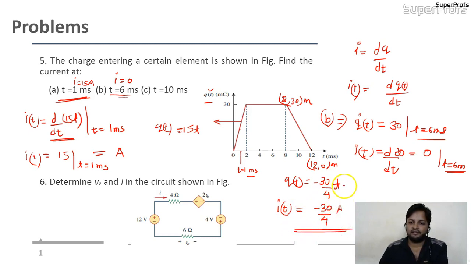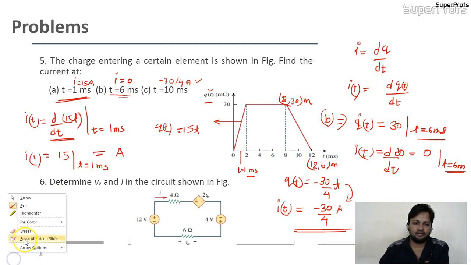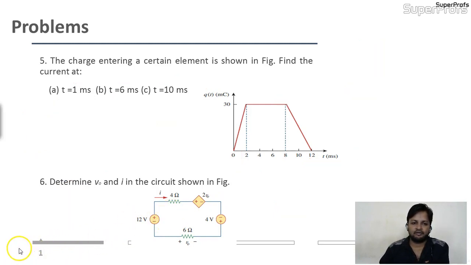When we differentiate it, this t will be gone and we will have minus 30 by 4, minus 30 by 4 ampere is the current. I hope this one is clear to you. Now come to this. This is a very interesting problem because we have a dependent source application. Okay, so come to this.